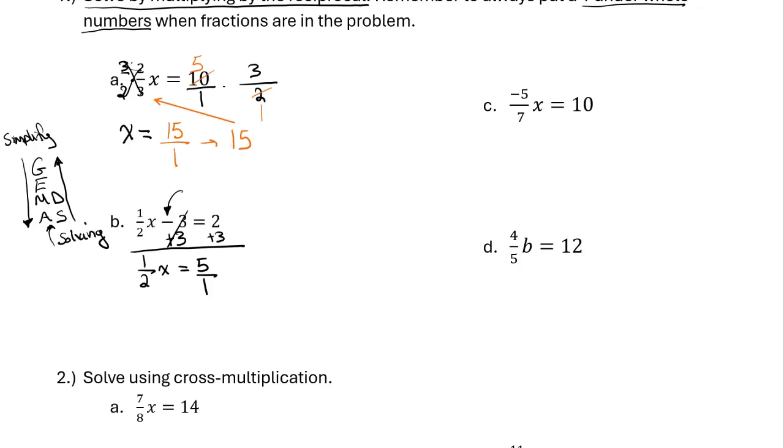Okay, so we are multiplying by the reciprocal. The reciprocal of 1/2 is 2/1. If I do something to one side, I have to do it to the other. So times 2/1. Those cancel again, and I'm left with just the x. And x equals 10/1, which reduces down to 10. And that is your final answer.